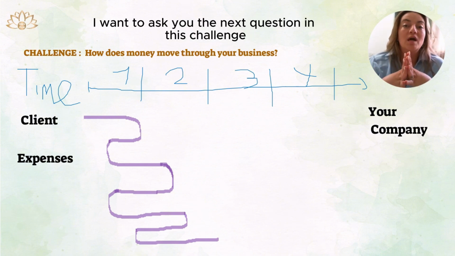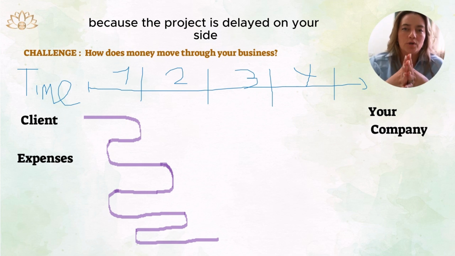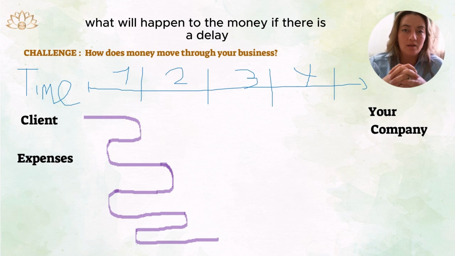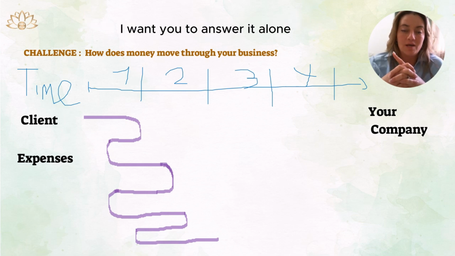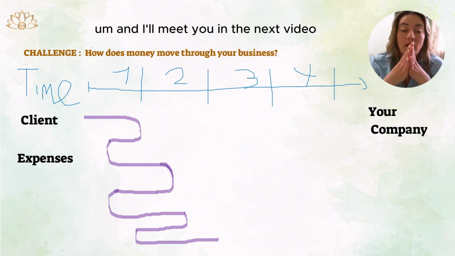So I want to ask you the next question in this challenge, and the next question is, what if there's milestone 5 because the project is delayed on your side? What will happen to the money if there's a delay? I want you to answer it alone. You can send me your answers, or you can draw it down, and I'll meet you in the next video.